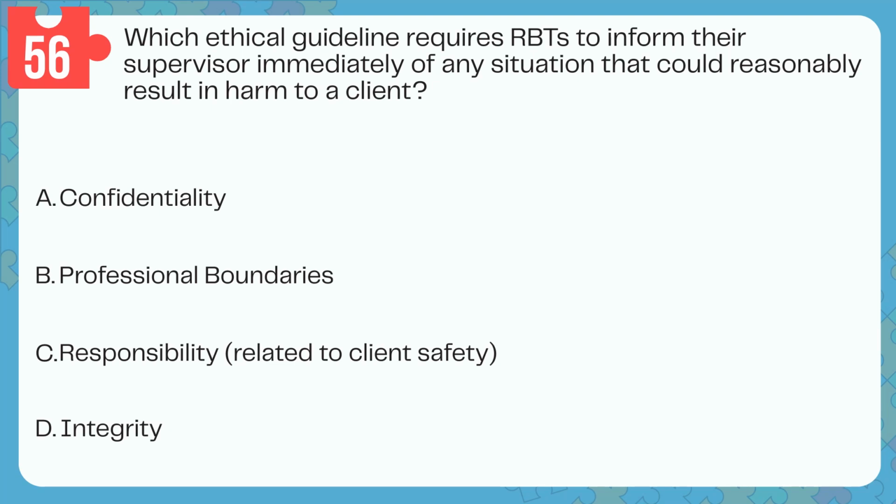Question 56. Which ethical guideline requires RBTs to inform their supervisor immediately of any situation that could reasonably result in harm to a client? A. Confidentiality. B. Professional boundaries. C. Responsibility related to client safety. D. Integrity.